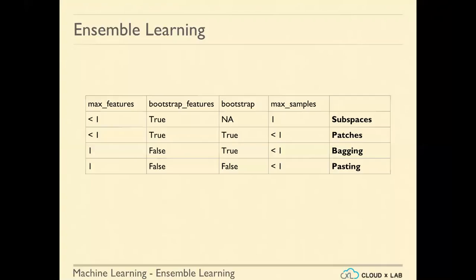That's called subspaces. But sometimes we may want to do both, as in you may want to take only a fraction of the total instances in a sample, as well as a fraction of total features in a sample. So that's how it is.